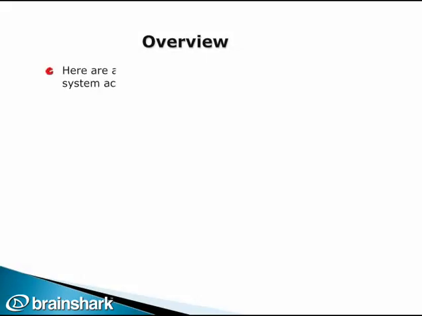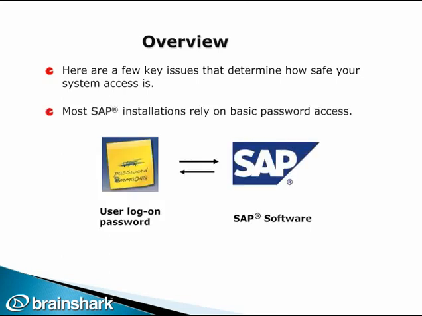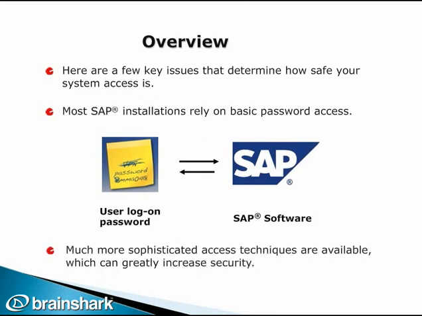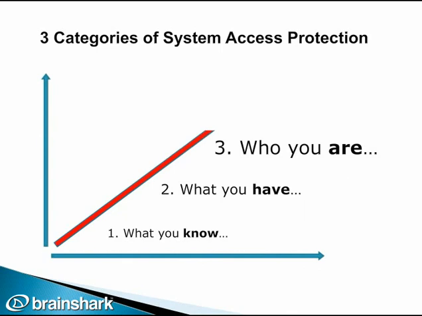The purpose of this presentation is to discuss several key issues in system security, especially as they apply to SAP. Most SAP installations are set up with basic username, password, logons, and some extra capabilities for power users. Our purpose is to show that you can greatly increase security by using more sophisticated access techniques. There are three basic categories that all security techniques fall into: what you know, what you have, and who you are. System protection and security increase as you move through those levels.